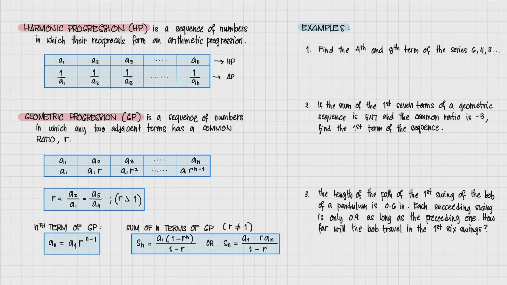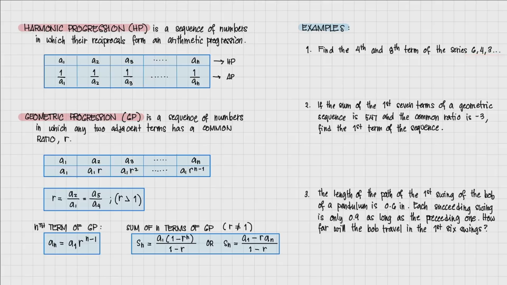Alright, so harmonic progression, or HP, is a sequence of numbers in which their reciprocals form an arithmetic progression. So what we'll be using here is the set of formulas that we use in arithmetic progression. But first, you need to invert your harmonic progression before you could use the formulas from the arithmetic progression series. Alright? So let's solve first an example for harmonic progressions before we proceed with geometric progressions. So example number 1, we are to find the 4th and 8th term of the series 6, 4, 3, and so on and so forth.